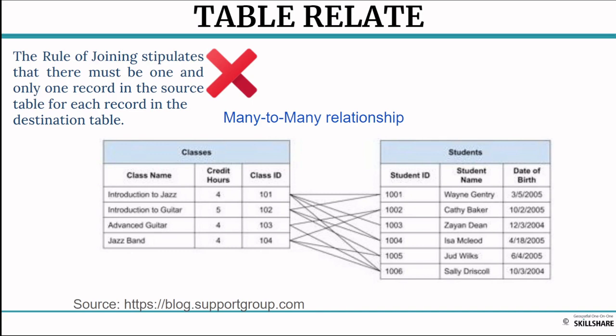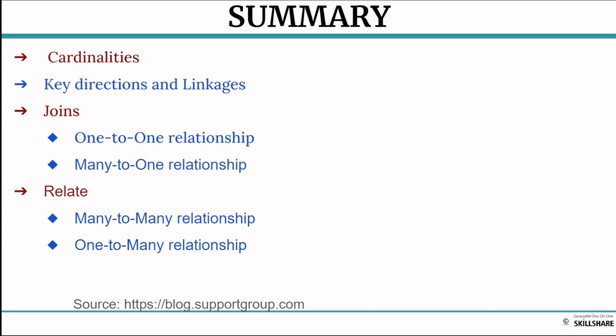However, in this lecture, we are only talking about relational databases. So I would not talk about any other database, because this is basically for us to understand joins and relates. Okay. So in summary, we have looked at cardinalities. We have tried to understand key directions and linkages. We've also tried to understand instances where you need to use a join, and it's basically a one-to-one relationship and when you have a many-to-one relationship. However, when you have a many-to-many relationship or a one-to-many relationship, you have to use a relate if you are using a relational database.